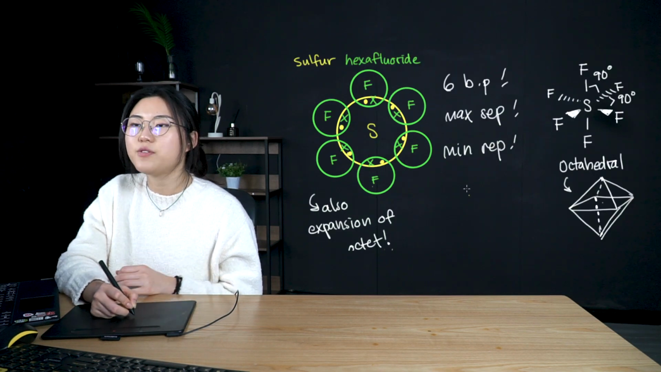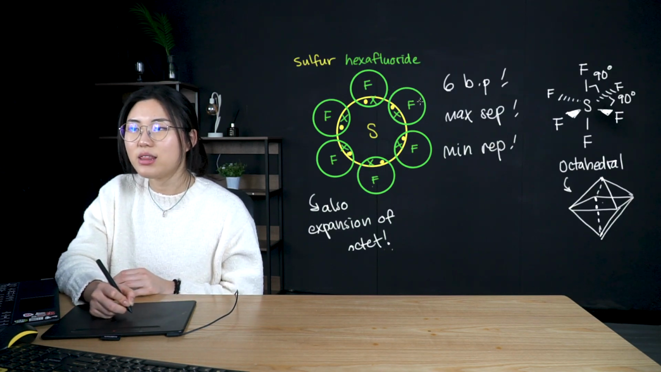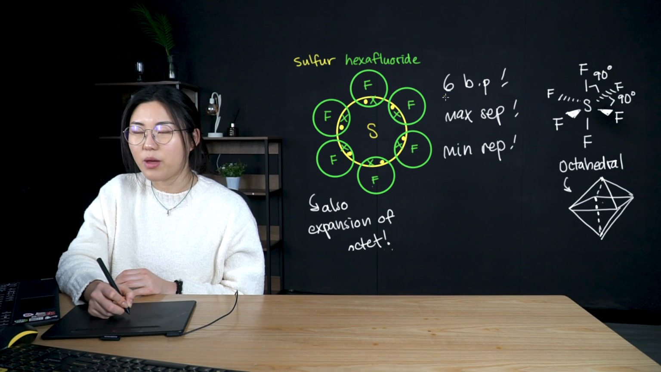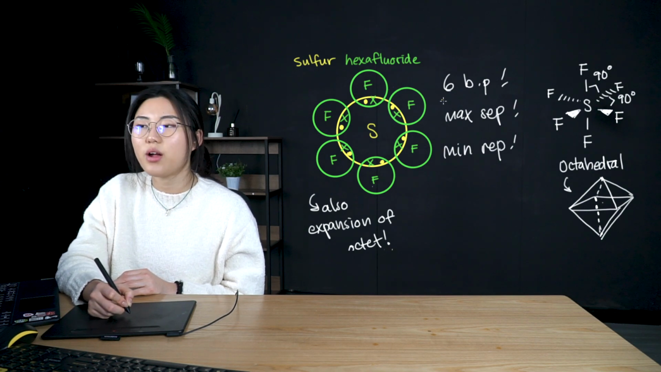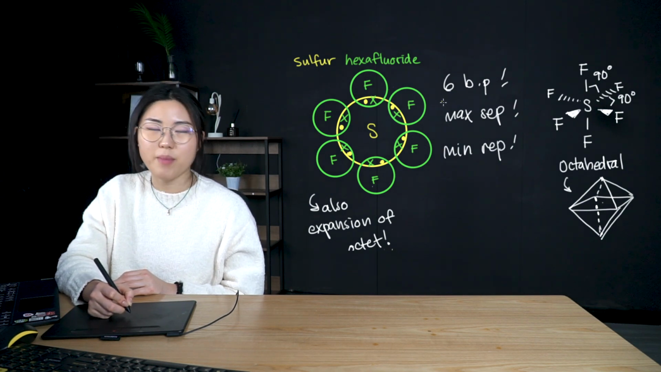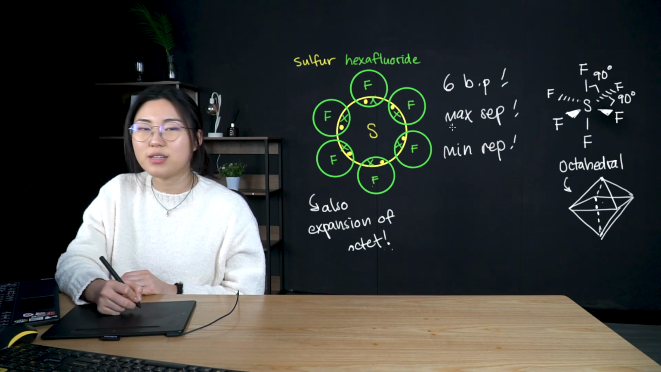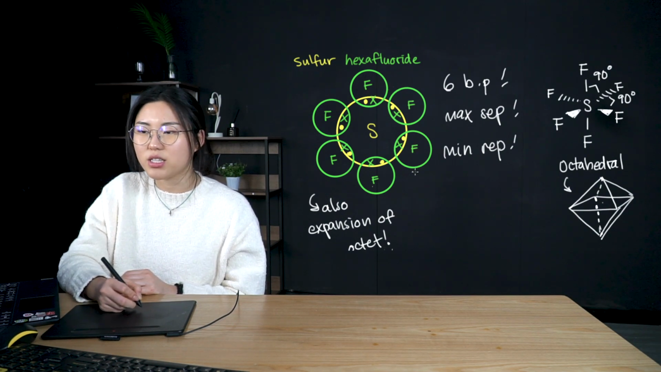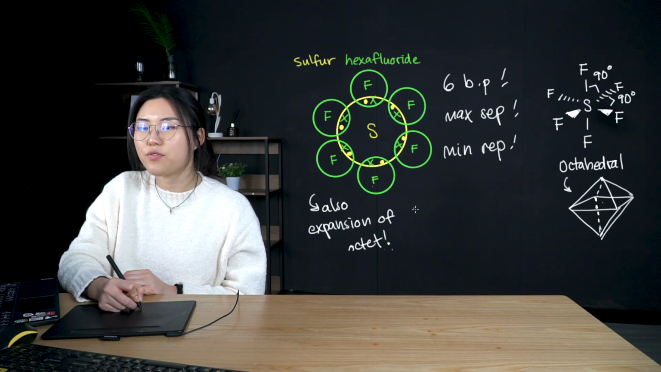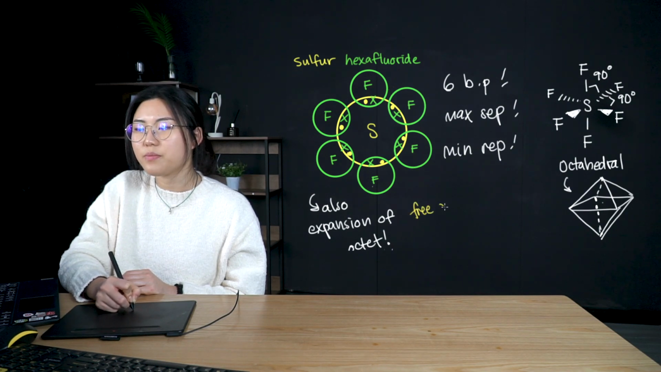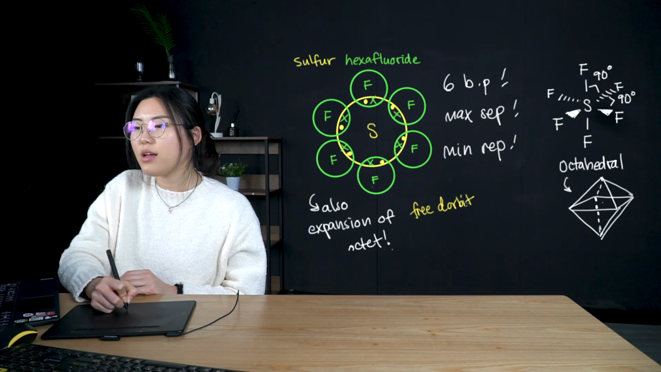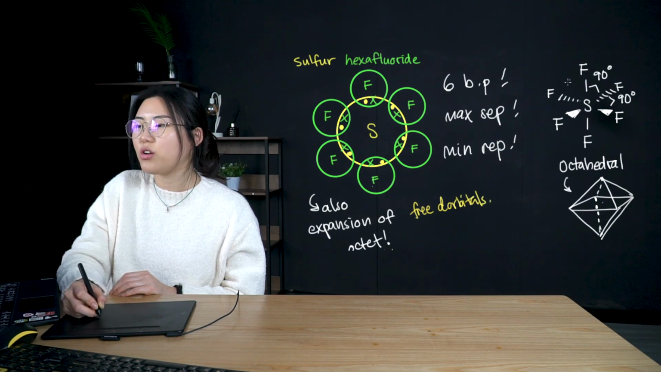Okay, so we have sulfur hexafluoride again. This one has 6 bond pairs, so they're going to be arranged so that they have maximum separation again and minimum repulsion. This is also an example of an expansion of octet, occupying the free d orbitals, right? And we have the molecules drawn over here.